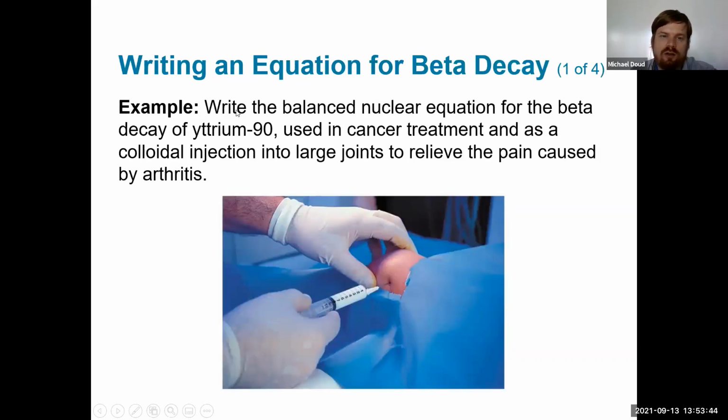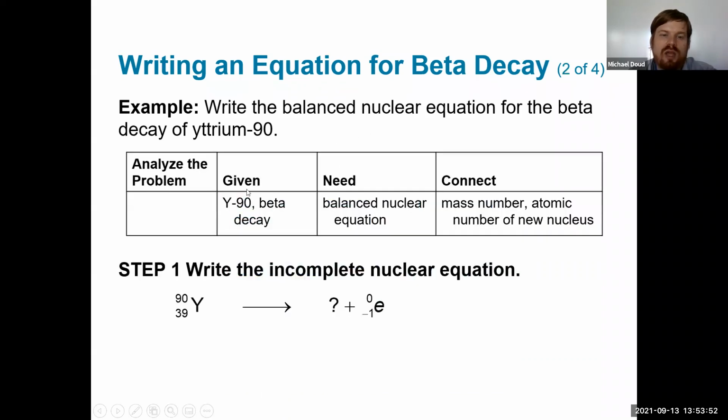Okay, so let's say that on the homework we had a question like, write the balanced nuclear equation for the beta decay of yttrium-90. So yttrium-90 undergoes beta decay. Now what happens? We know it's yttrium-90, so we look it up on the periodic table. That's atomic number 39, mass number 90, and we're emitting a beta particle. So the beta particle looks like this. We have the electron with 0 mass and -1 charge.